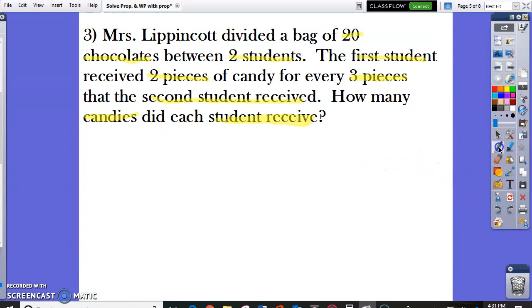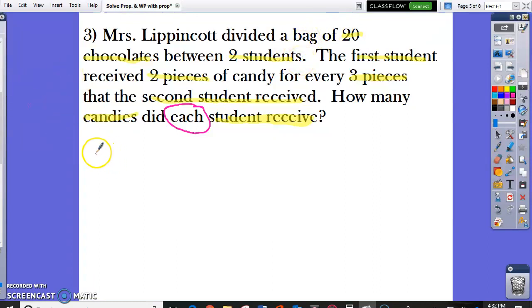So just to recap where we were, we have 20 chocolates that I gave out. One student gets 2 pieces for every 3 pieces the second student received. We want to know how many candies each student is going to receive of the whole bag. So that is what we need to focus on.